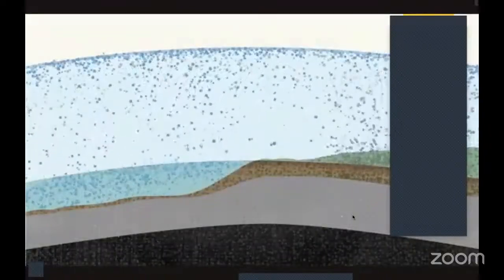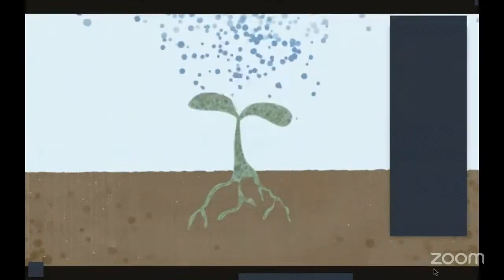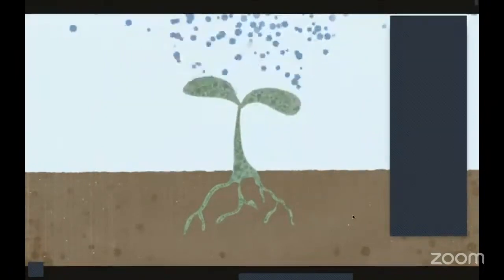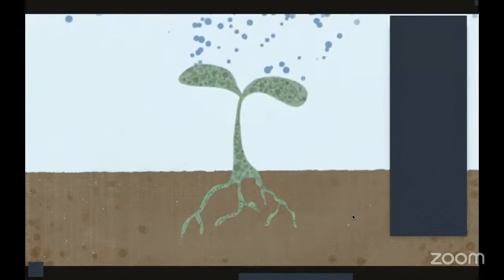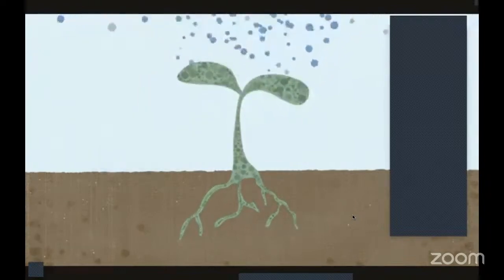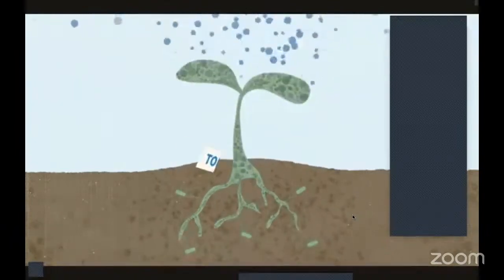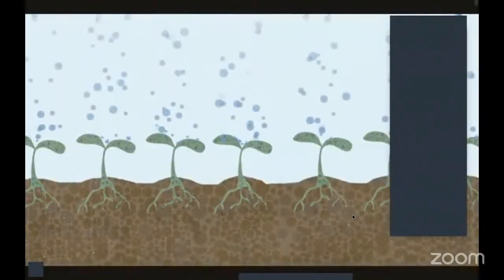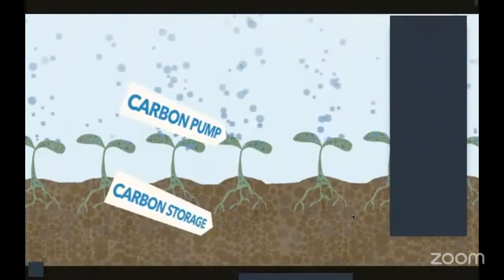The good news is that the answer is literally right under our feet. It's the soil. Plants, using sunlight and water, naturally perform photosynthesis. They pull carbon in from the air and turn it into carbohydrates, sugars. Then they pump some of these sugars down through the roots to feed microorganisms who use that carbon to build healthy soil. Voila, carbon moved. The plants pump it in, and the soil stores it.